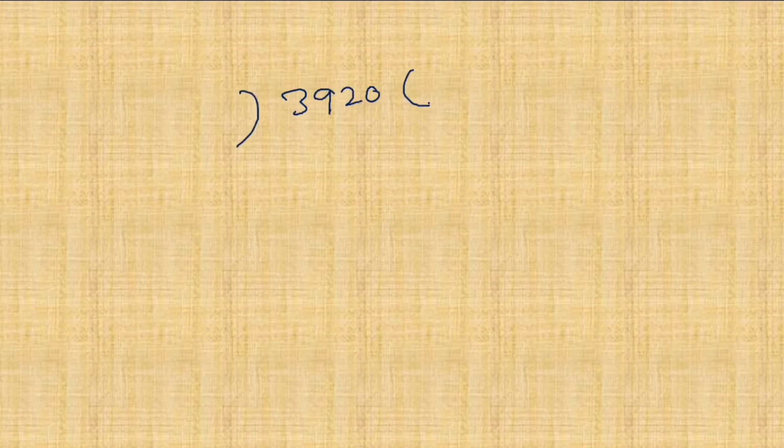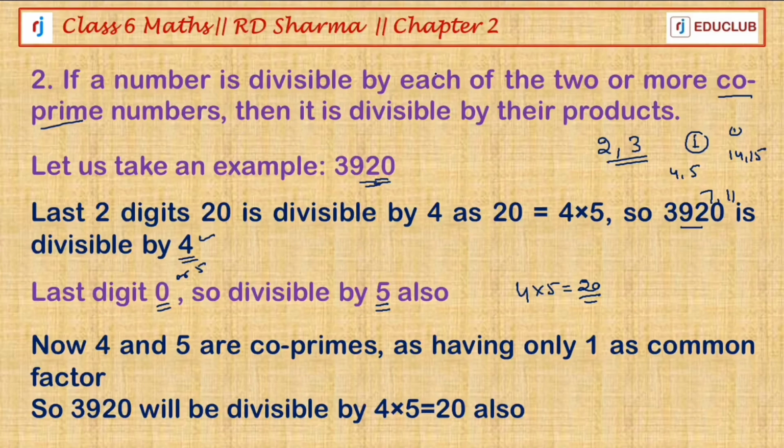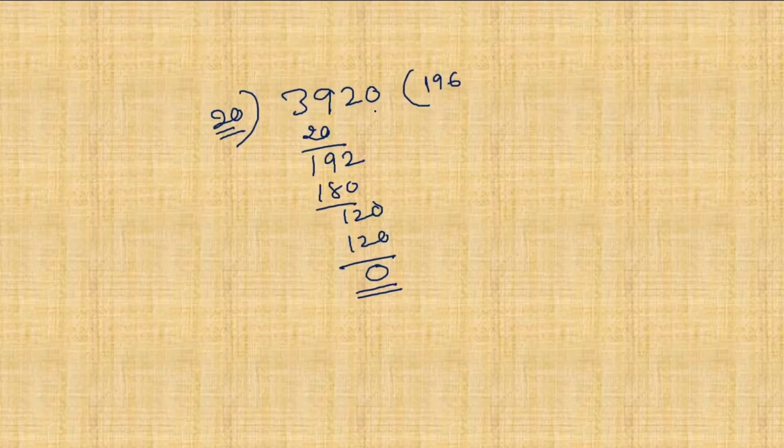3920 we will divide by 20, okay? 20 1s are 20, 19 minus 2, 9 20s are 180, 12 and 0, 6 20s are 120, remainder 0, okay? So we can say yes, this is divisible by 20 also, okay? So we can say if a number is divisible by each of the two or more co-prime numbers, then it will be divisible by their product also.